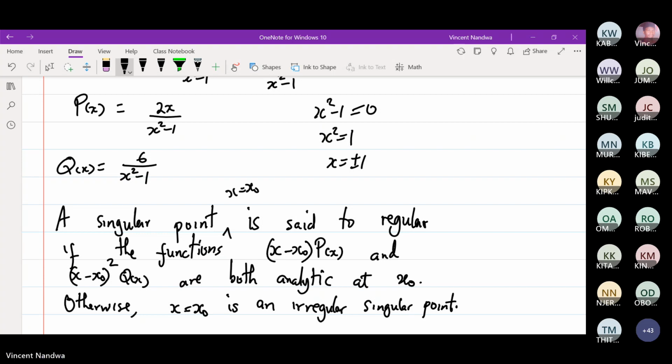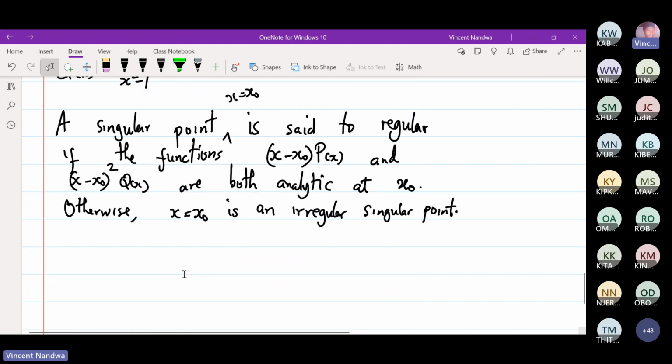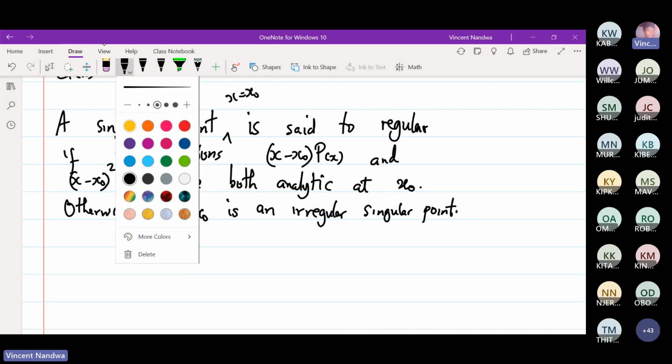So a point which is singular, but by multiplying p by x minus x naught and multiplying q by x minus x naught squared, becomes analytic, makes the point a regular singular point. If that's not the case, we have an irregular singular point. So we can do an example to see how to determine singular, regular and irregular singular points.